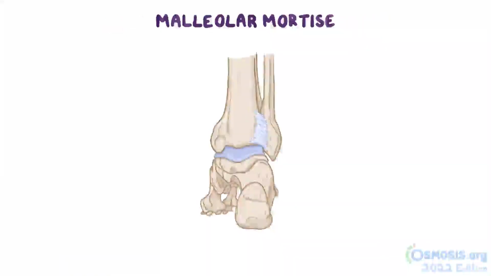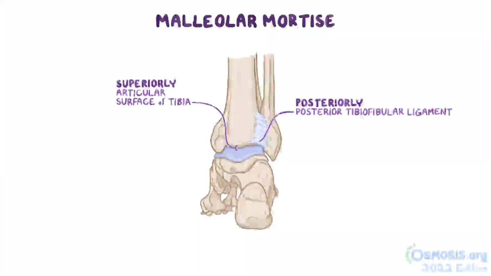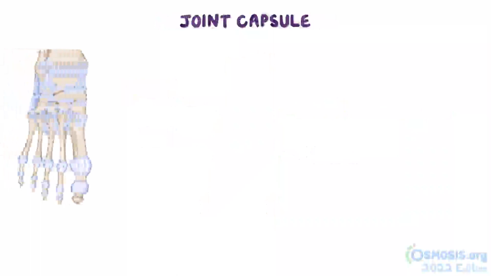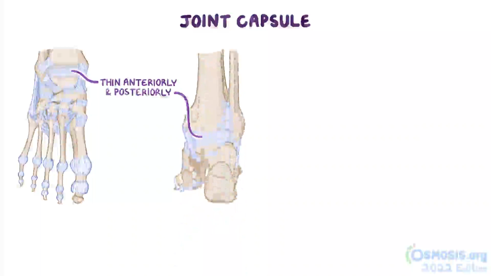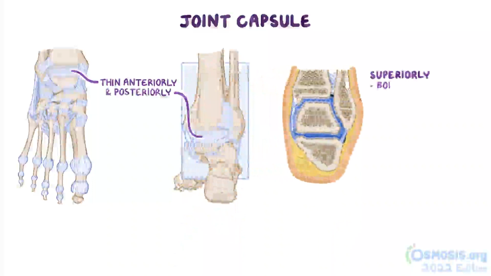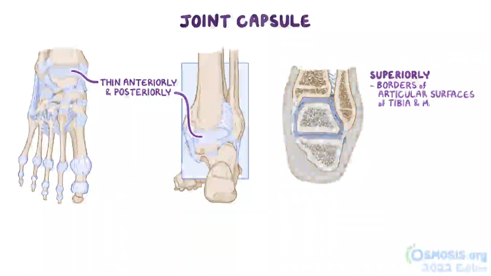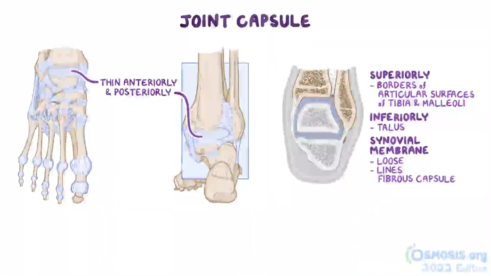The malleolar mortise is bounded posteriorly by the inferior part of the posterior tibiofibular ligament, superiorly by the articular surface of the tibia, with the medial and lateral walls being the medial malleolus and lateral malleolus respectively. The joint capsule of the ankle joint is thin anteriorly and posteriorly, but is supported on each side by a series of strong ligaments. Its fibrous layer is attached superiorly to the borders of the articular surfaces of the tibia and the malleoli, and inferiorly to the talus. By contrast, its synovial layer is loose and lines the fibrous layer of the capsule.